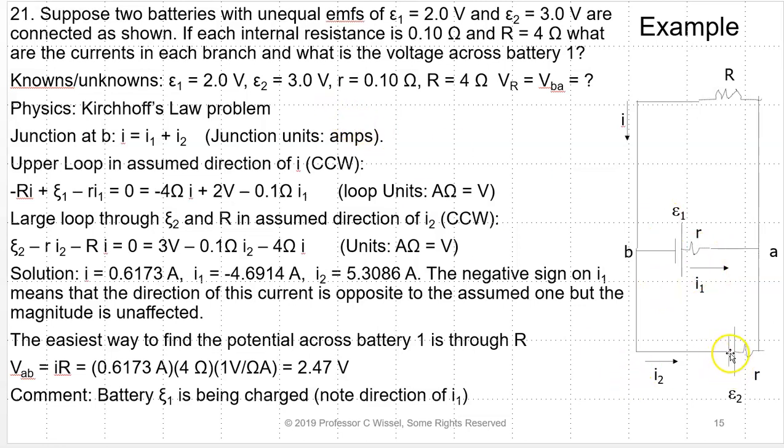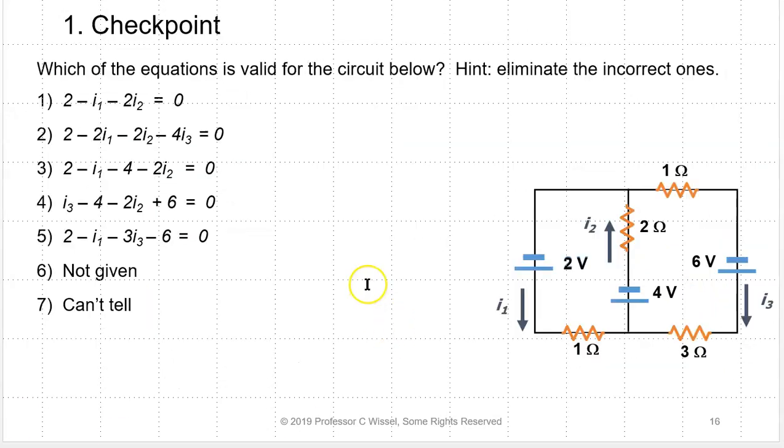Okay, E2 has a greater potential than E1, so this one has a higher potential than that one, so this one's going to charge that battery. I probably could have done a better job of guessing the current, but it doesn't hurt anything. I don't care. I'm not going to sit there spending time doing that if I don't have to.